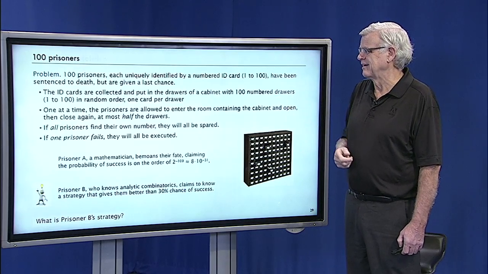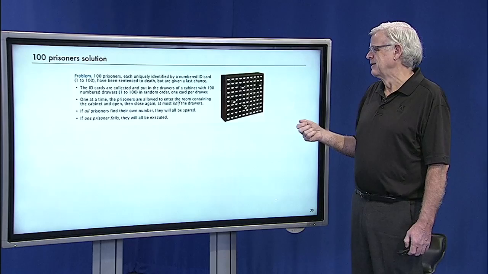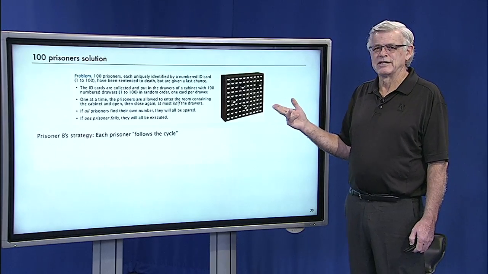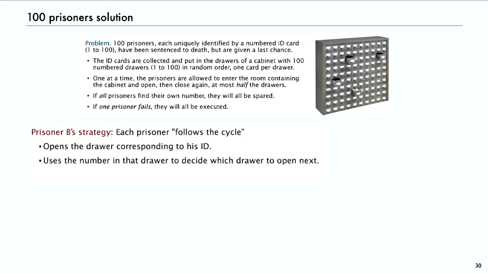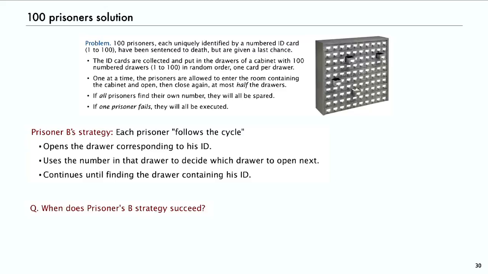From the context, maybe many of you have figured it out. The strategy is that each prisoner should follow the cycle. That is, each prisoner knows what his number is, say it's number 5, so he should open the drawer that has number 5, and then use that number to decide what drawer to open next, and then just keep going. He's going to continue until he finds the drawer that contains his own ID. Well, he has to stop if he gets to 50 drawers.